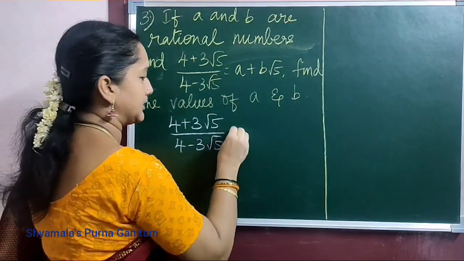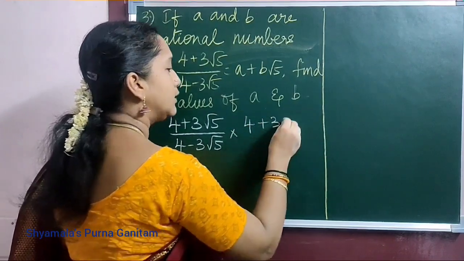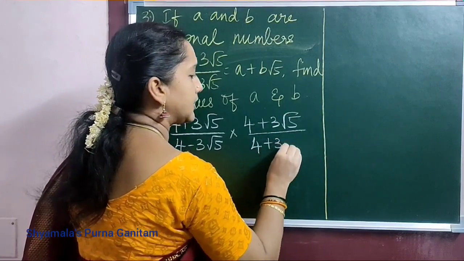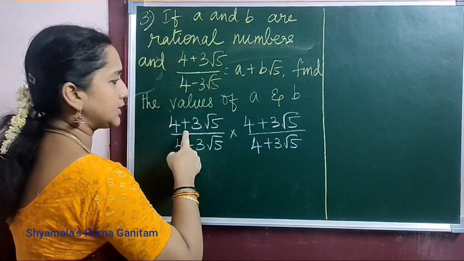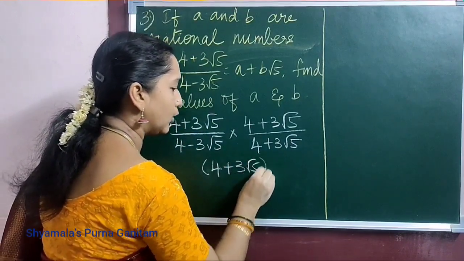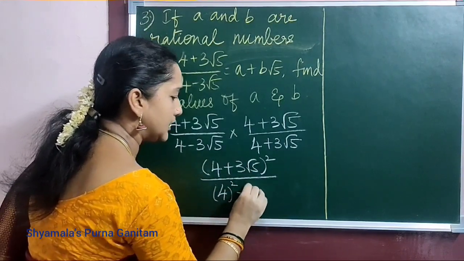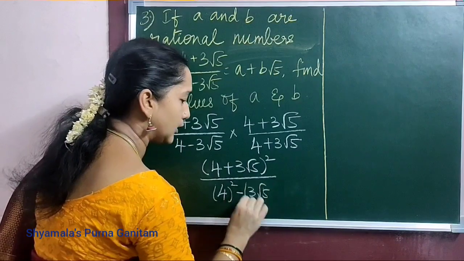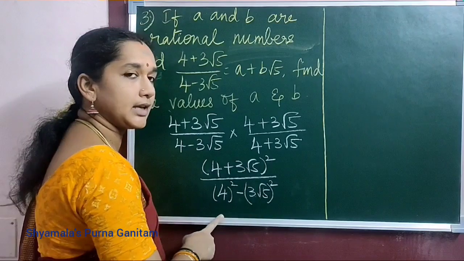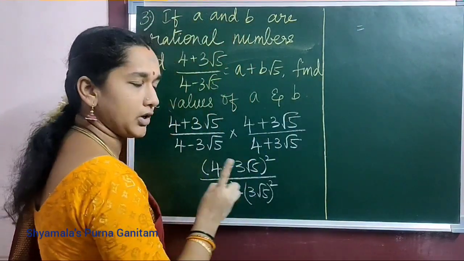You rationalize this. So 4, here you have minus. So the rationalizing factor is 4 plus 3 root 5 by 4 plus 3 root 5. Okay, so here in the numerator, as usual, 4 plus 3 root 5 the whole square, by 4 square minus 3 root 5 the whole square. Okay, when you are simplifying this, you have to be very careful. Numerator is easy only, but in the denominator you have to be very careful.